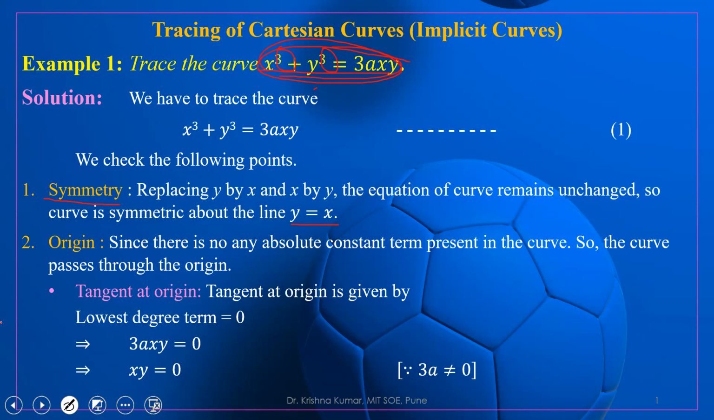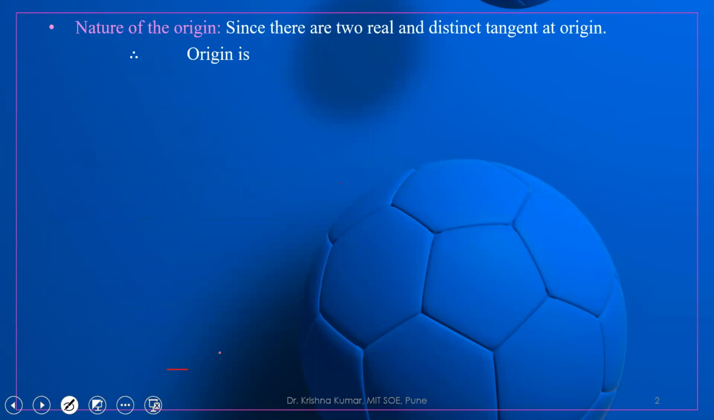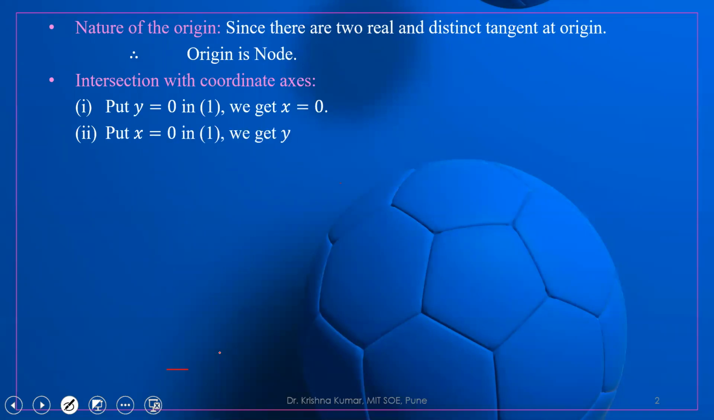And now, since there is no absolute constant present in the given equation, the curve passes through the origin. And now how to get the tangent at origin? This is the lowest degree term, so equate 3axy equal to 0, then x equal to 0 and y equal to 0. These are two tangents. So x equal to 0 is the y-axis, and y equal to 0 is the x-axis. And since there are two different tangents at origin, this is called a node. And now the curve intersects the coordinate axes only at the origin.